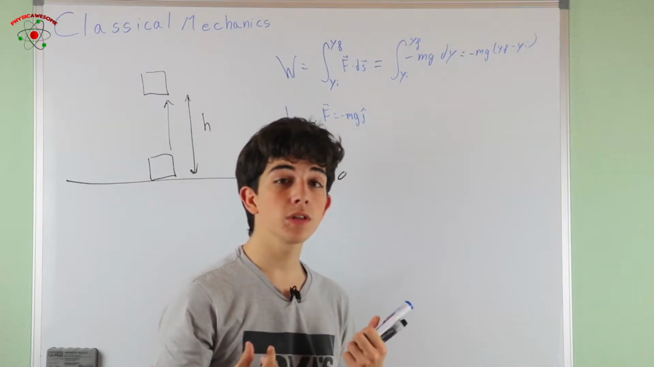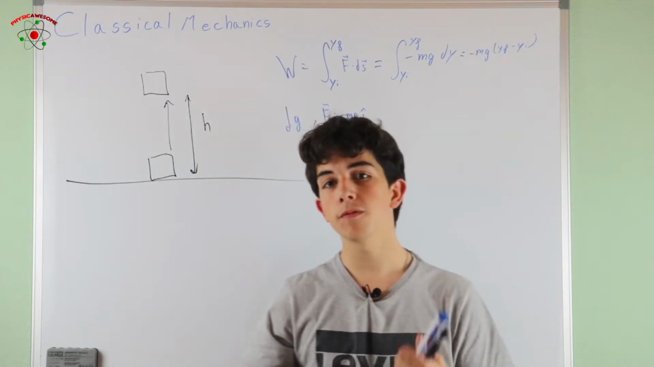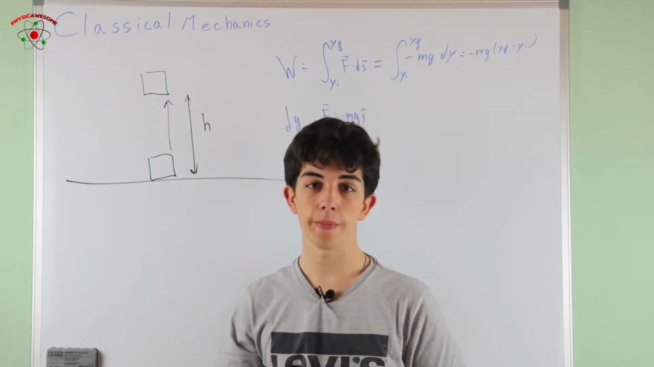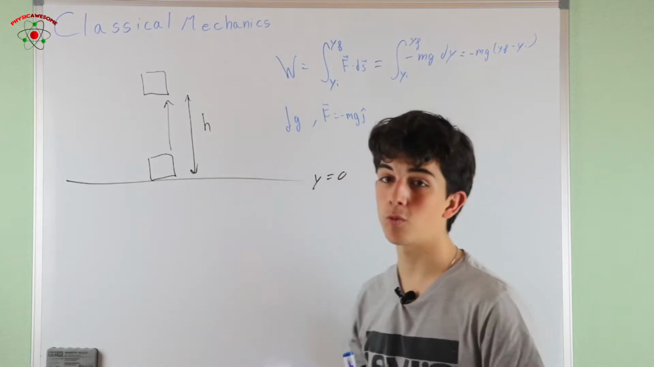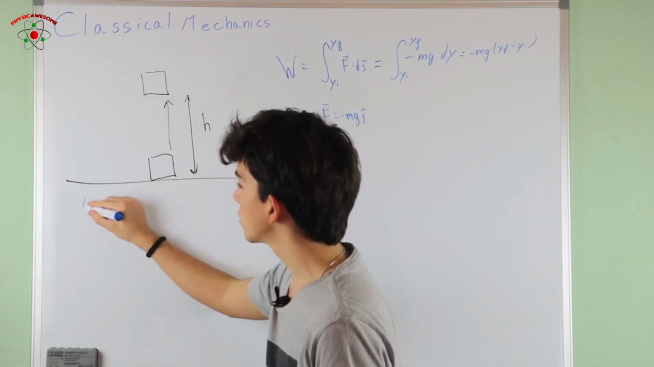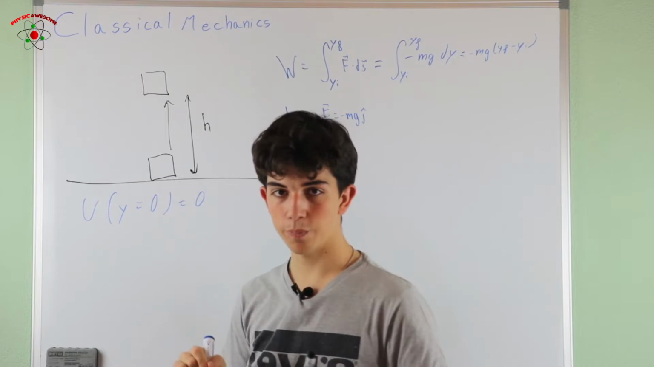Now, we would need to do the same thing as we did earlier. We need to define a point for which the potential energy is 0. And for this situation, the most reasonable thing to do is to choose y equals 0 as that point. So we would say that the potential energy at y equals 0 equals 0.